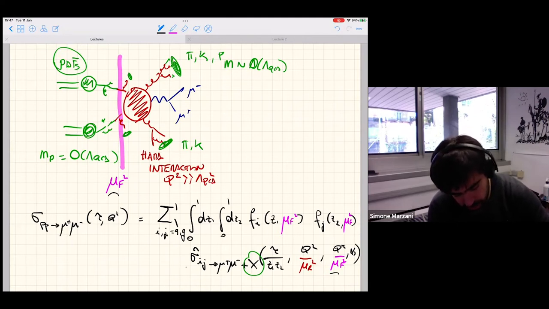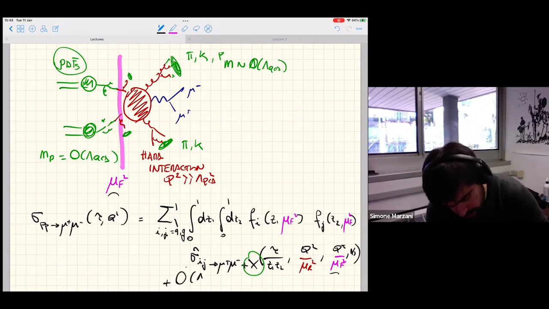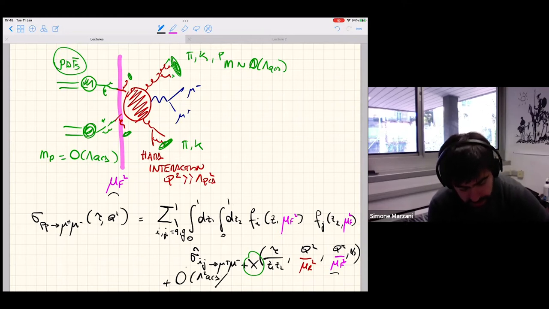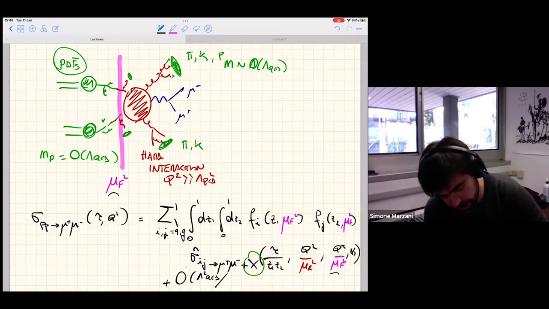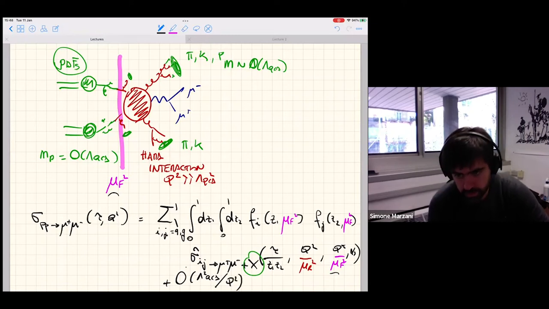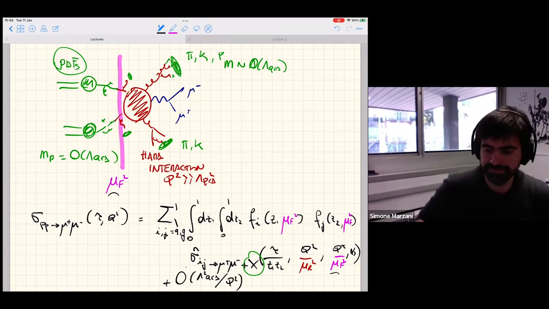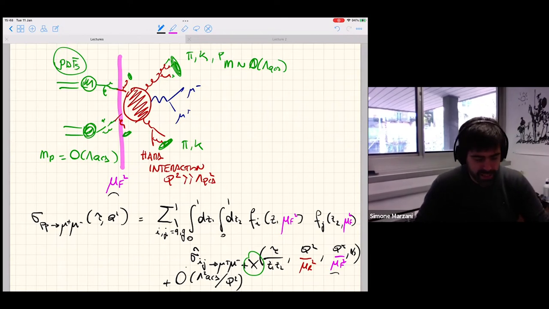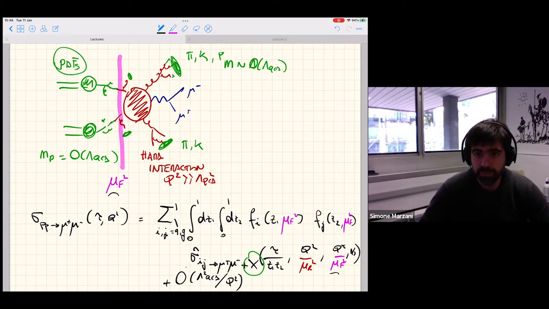And finally, let me tell you what this is. I wrote an equal sign, but this is clearly not an equal sign. What we can hope, and actually can show, is that the mistake we make by writing down this factorization formula is of the order, at least for very inclusive observables, lambda QCD squared over Q squared. So if you look at the process at very high Q squared, then this formula becomes more and more accurate.